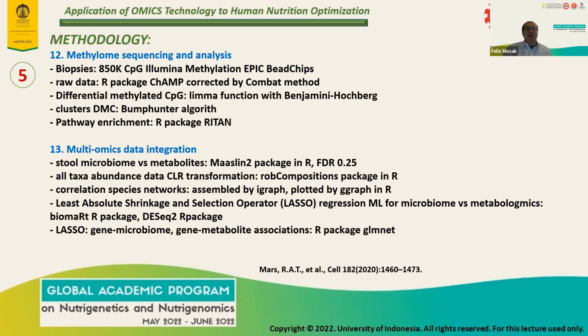And finally, the integration. So how to integrate all this big data? So for example, stool microbiome versus metabolites. So they use different packages, what they call it, MaAsLin2 packages in R with FDR 0.25, and all taxa abundance data, CLR transformation, correlation species network, and LASSO to understand gene, microbiome, gene, metabolite association used in R packages.